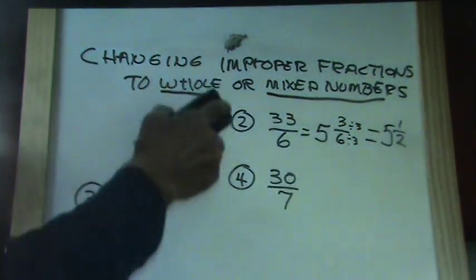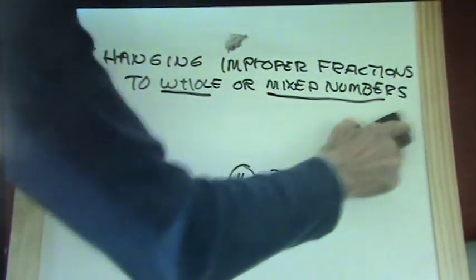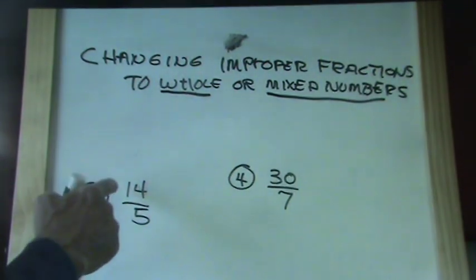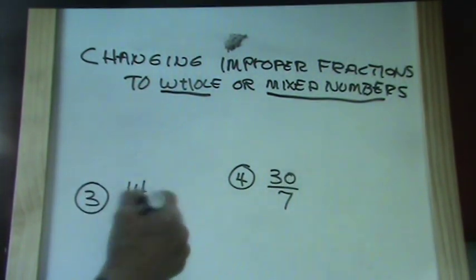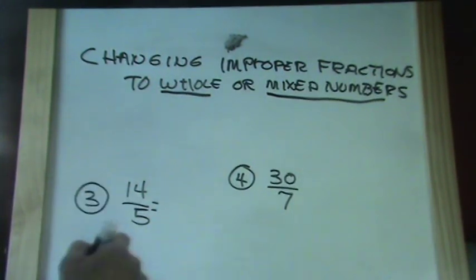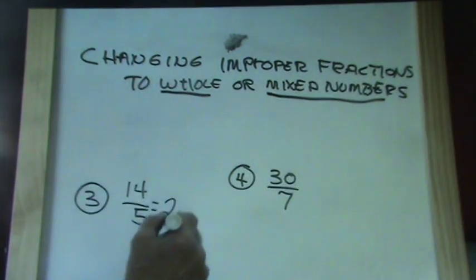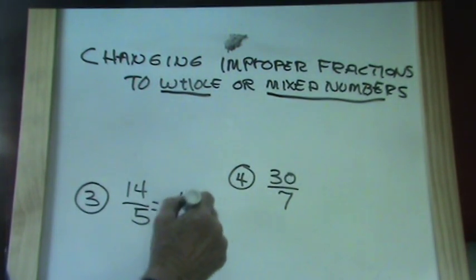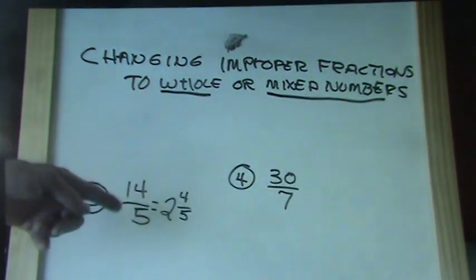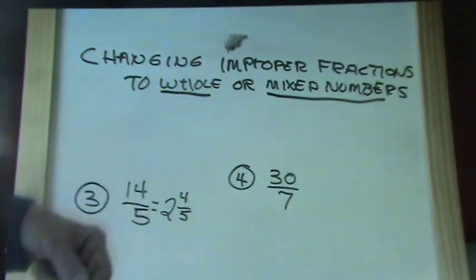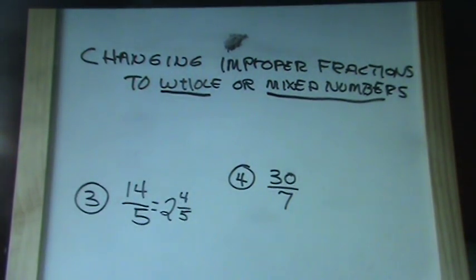All right, let's get rid of this. Go to problem 3. 14/5. I divide 5 into 14. 5 will go into 14 2 times, because 2 times 5 is 10, and I have 4 left over, and I use the denominator 5. So 14/5 is equal to 2 4/5, and I say, well, okay, is 4/5 in its lowest terms? And yes, it is. So that is the answer.